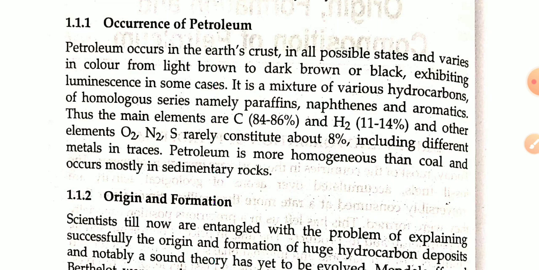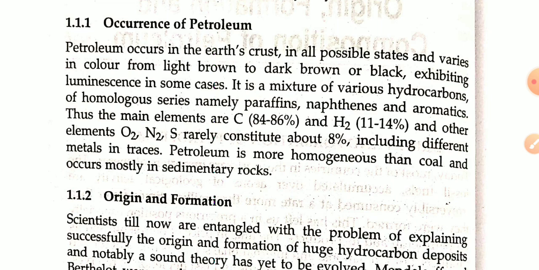Petroleum occurs in the earth's crust in all possible states and varies in color from light brown to dark brown or black, exhibiting luminescence in some cases. It is a mixture of various hydrocarbons.